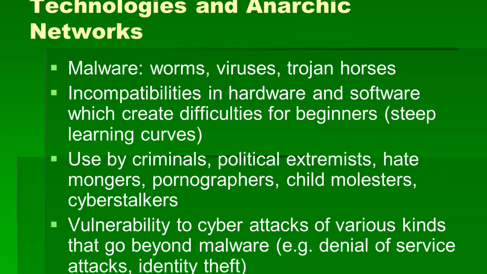There are many problems with generative technologies and anarchic networks. They allow for what's called malware, which includes worms, viruses, and Trojan horses. They permit incompatibilities between hardware and software or between different types of hardware, which create difficulties for beginners. Often there are steep learning curves for beginners. They permit the use by criminals, political extremists, hate mongers, pornographers, child molesters, and cyber stalkers. The generative networks tend to be vulnerable to cyber attacks of various kinds that go beyond malware, such as denial of service attacks and identity theft.